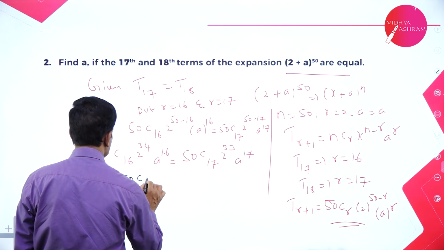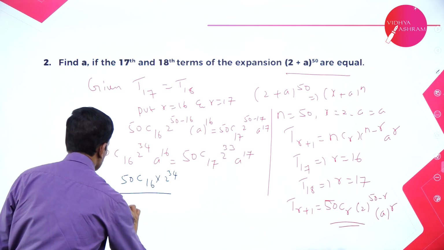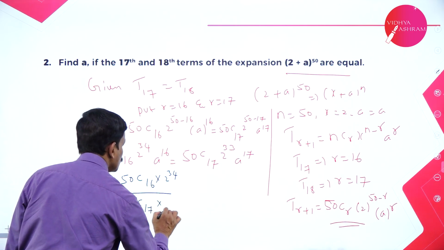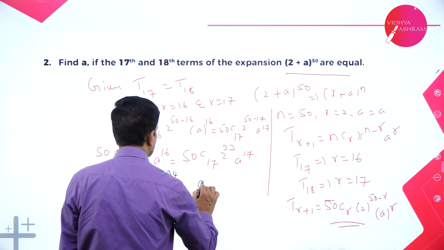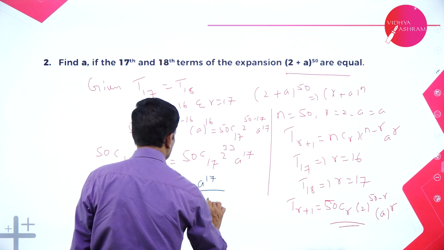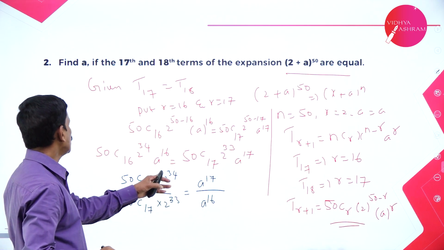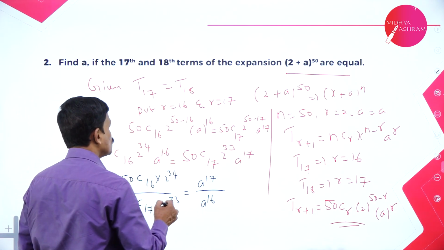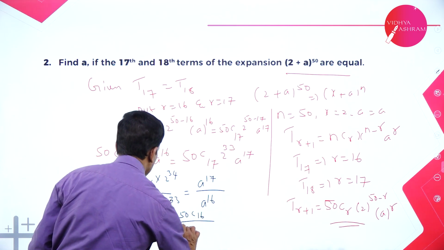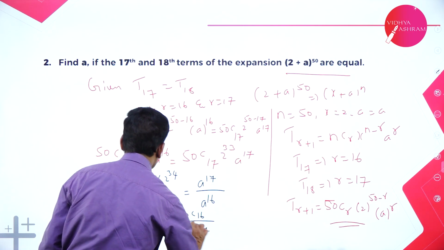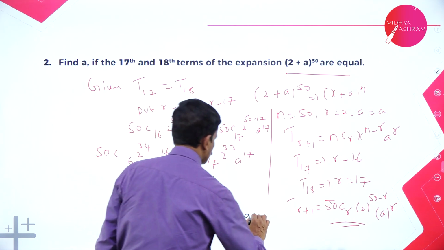This is 50C16 into 2 to the power of 34 divided by 50C17 into 2 to the power of 33, which is equal to a to the power of 17 divided by a to the power of 16. Now according to the law of indices, 17 minus 16 is 1, and 34 minus 33 is also equal to 1. So this can be written as 50C16 divided by 50C17 into 2 is equal to a.